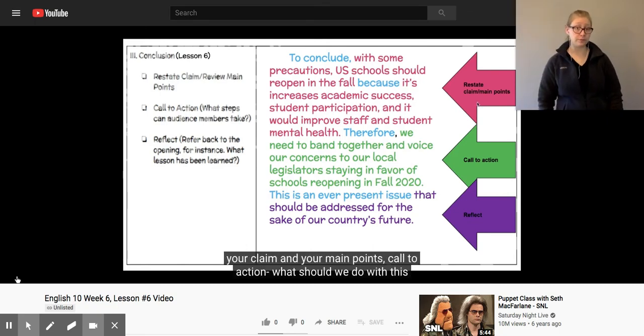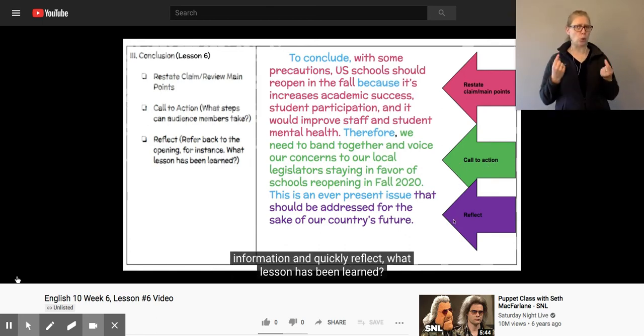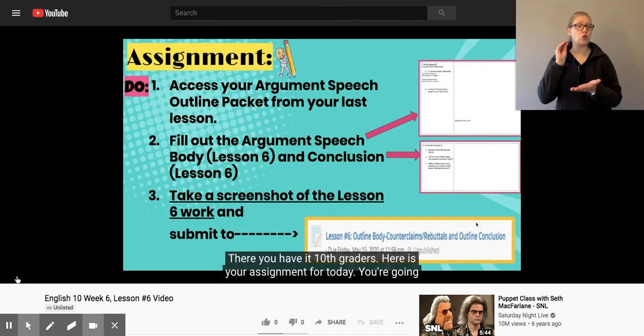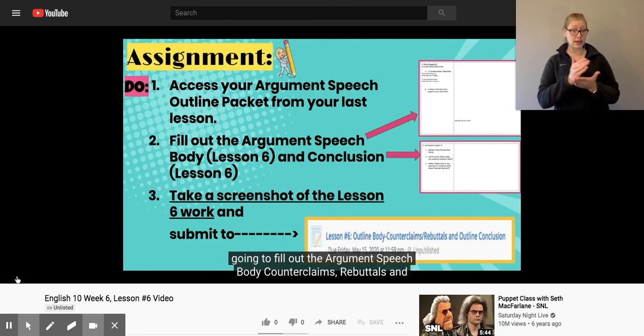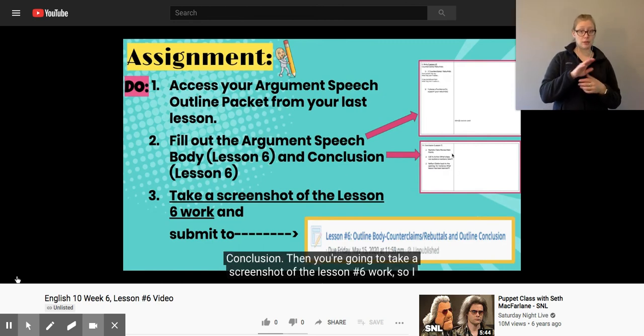Restate your claim and your main points. Call to action, what should we do with this information? And quickly reflect, what lesson has been learned? There you have it, 10th graders. Here is your assignment for today. You're going to access your argument speech outline packet from your last lesson. You're going to fill out the argument speech body, counterclaims and rebuttals, and conclusion.